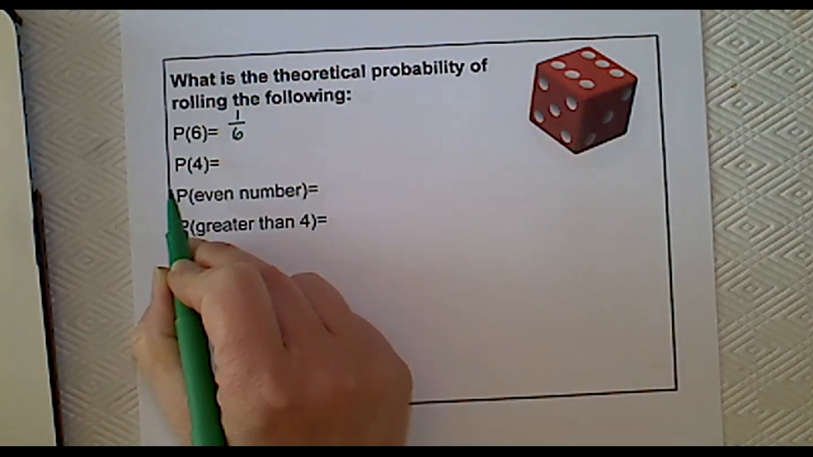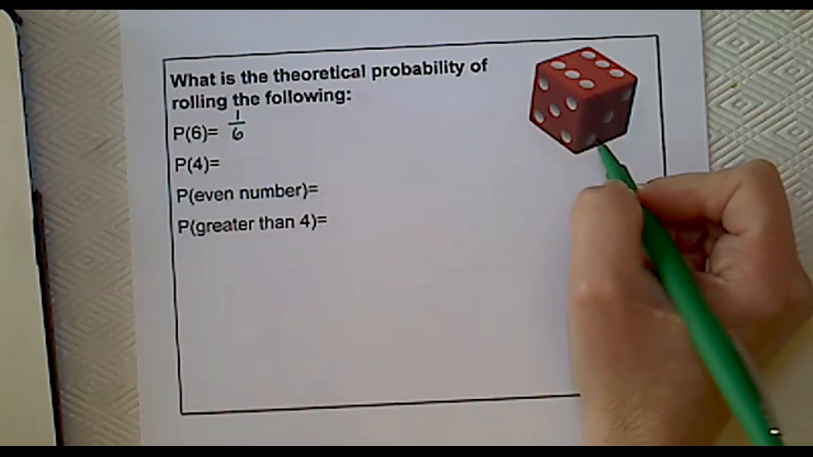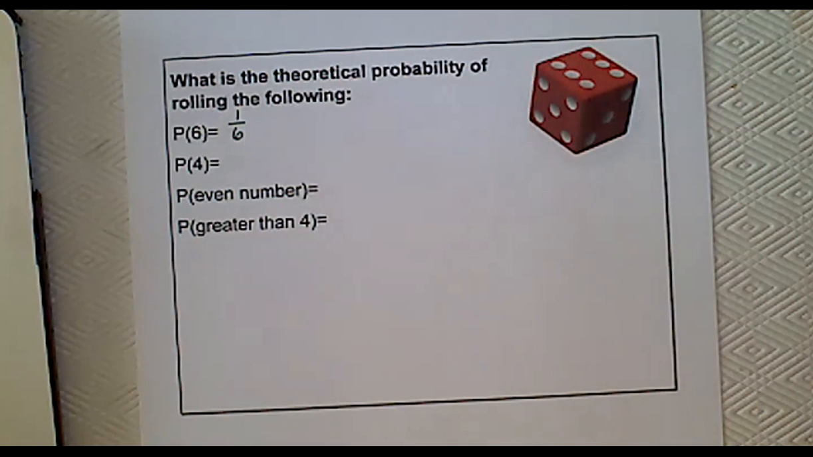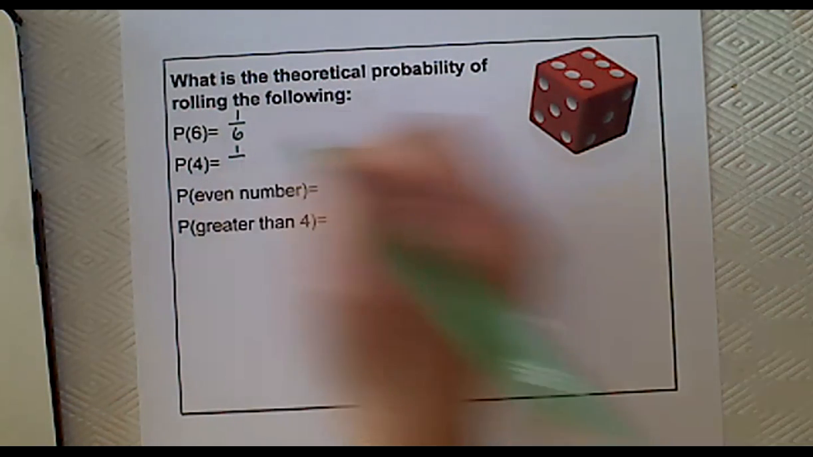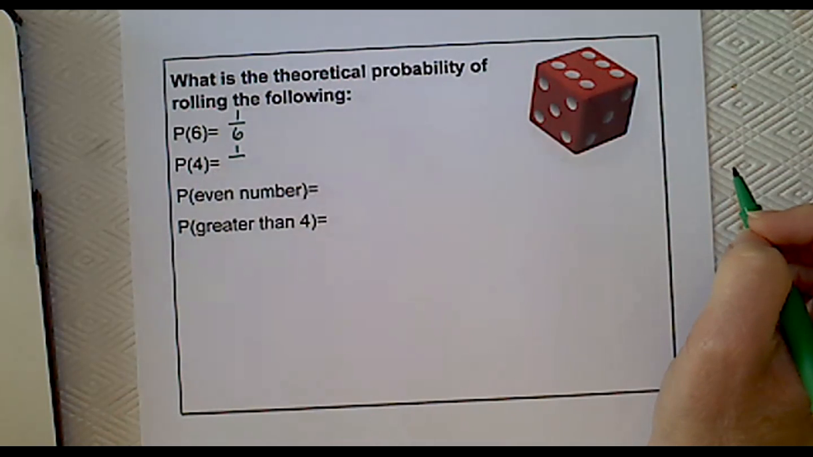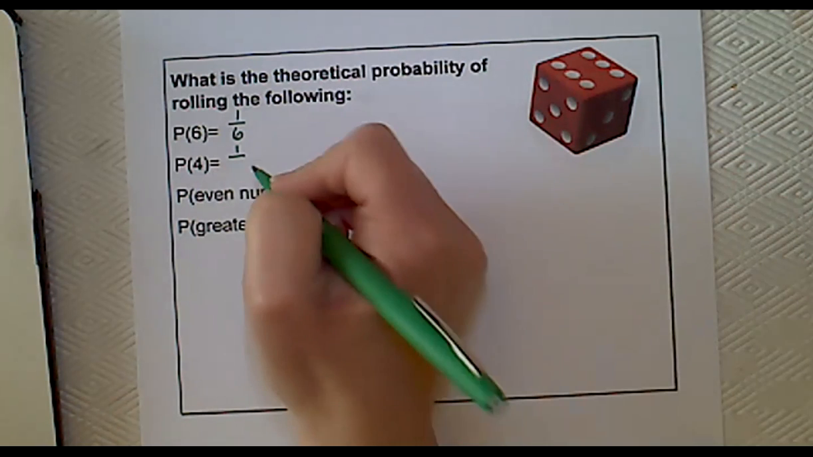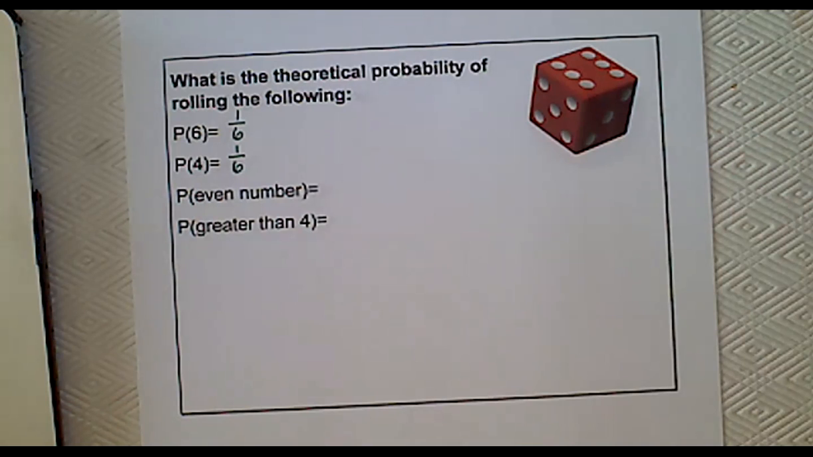So now let's go ahead and look at our next one, the probability of rolling the number 4. So again, think about our number cube. How many number 4s do we have on our number cube? There's only one number 4. And how many possible outcomes are there? We have a number cube. A standard number cube has 6 sides. So again, the theoretical probability is 1/6.